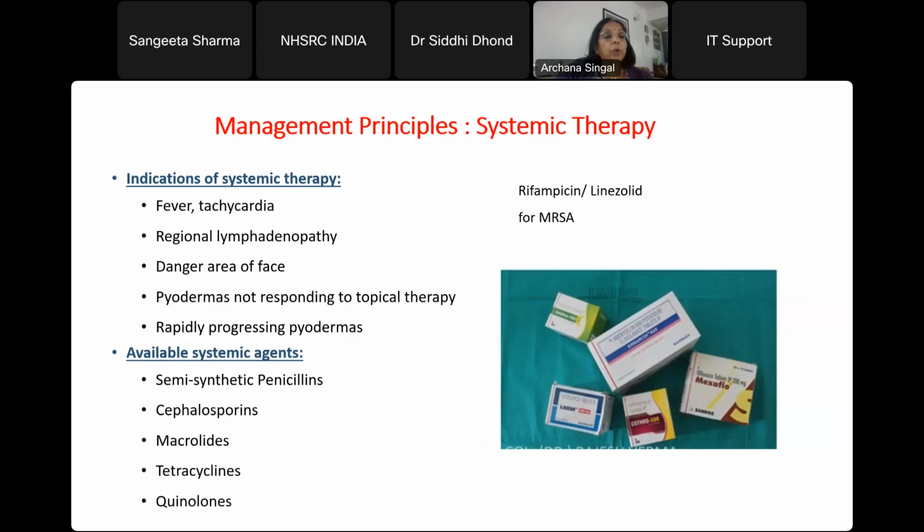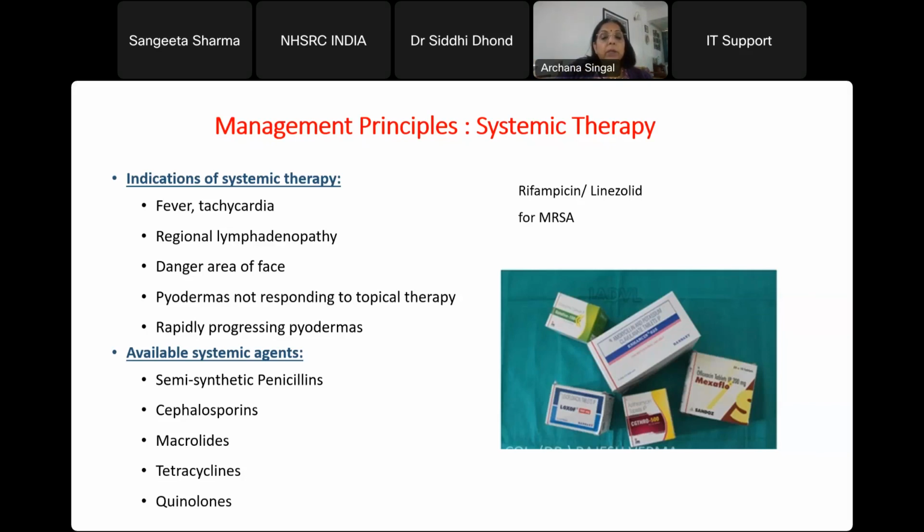Then, when do you give systemic therapy? When there is fever and tachycardia, when there is regional lymphadenopathy, when there is systemic infection, when the lesion is in the danger area of the face around the nose and the lips. This is the danger area because, if there is an infection, retrograde spread can lead to cavernous sinus thrombosis in the brain. That's why it is known as the danger area. So whenever the lesion is present in the perioral area or upper lip, please do not squeeze the lesion. Also when there is rapidly progressing pyoderma involving a greater body area, so that it is very difficult to apply topicals.